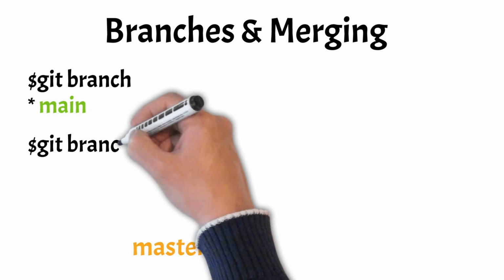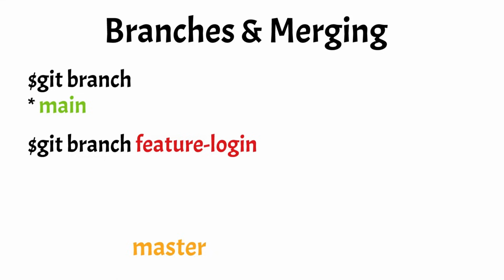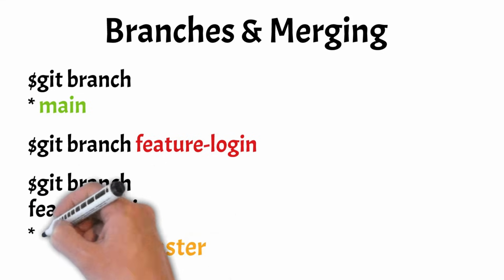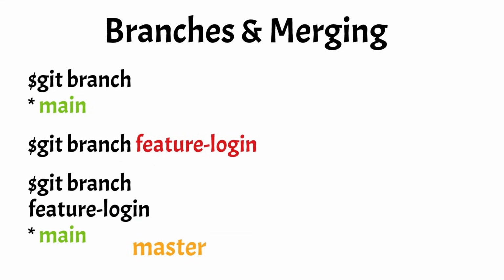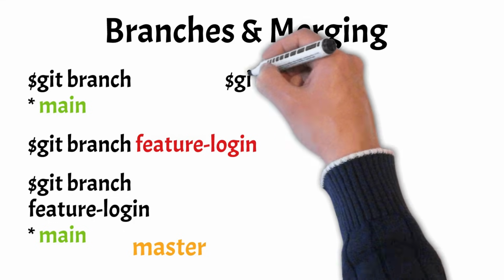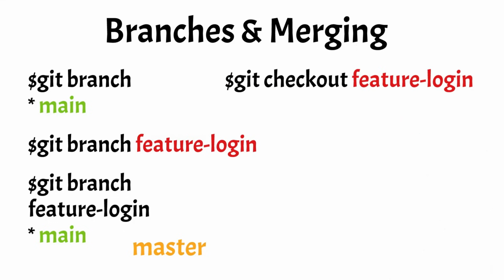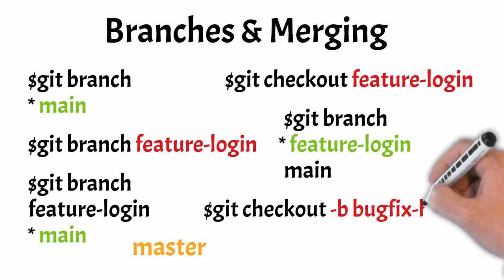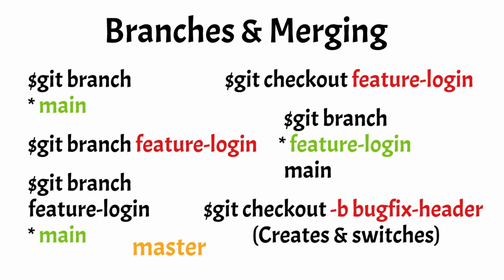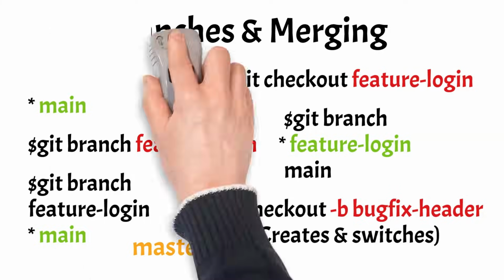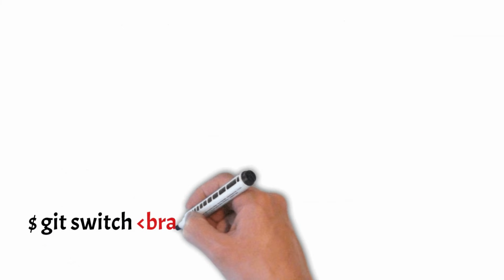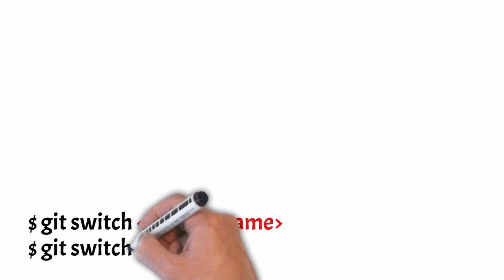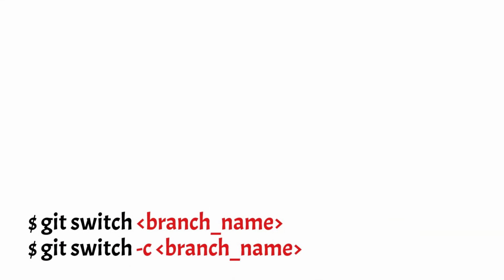To create a new branch, you can run git branch followed by the branch name, which simply adds it to the list. But notice, you'll still be on the main branch until you explicitly switch with git checkout. If you want to create and switch in one step, you can use git checkout with the -b flag, which saves you from running two commands. Git later introduced the git switch command as a more intuitive alternative, separating branch operations from other uses of checkout. You'll often see git switch or git switch -c used in the same way as their checkout equivalents.